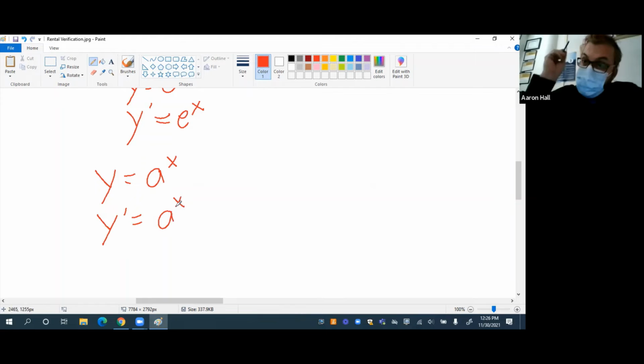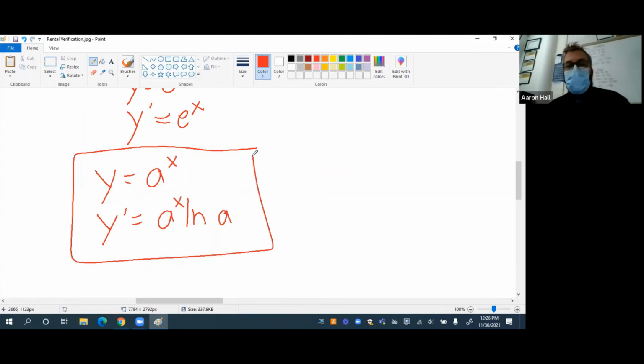It's the same thing. Oh, Mr. Hall, you lied to us. You said that there were no other exponential functions where the derivative was itself. But you're right, because there's another piece to this. It's ln of a. So this is another one we have to have memorized. And that takes care of all of our exponentials.